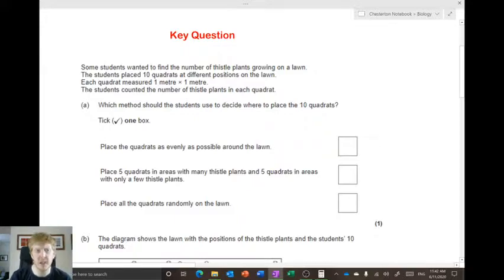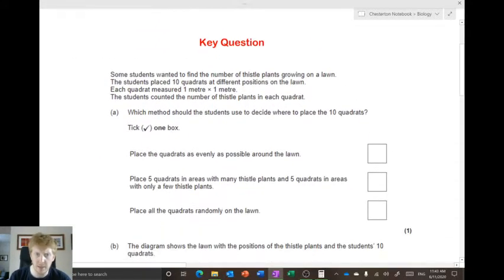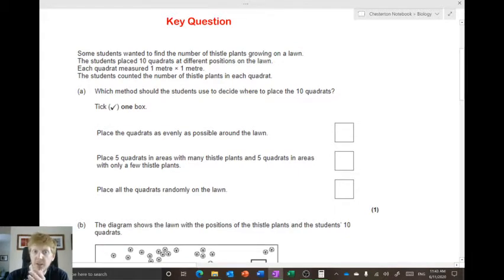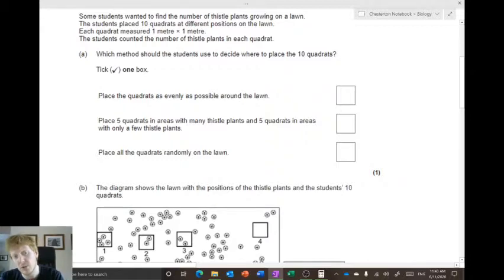All right, guys, so let's start with this key question. So this is about the ecology or fieldwork RPA, all right? So some students wanted to find the number of thistle plants growing on a lawn. The students placed 10 quadrats at different positions on the lawn. Each quadrat was 1 by 1 meter, just like the ones we will have used at school. No, our ones at school would be 50 by 50 usually. The students counted the number, I lied to you, this number of thistle plants in each quadrat. Which method should the students use to decide where to place the 10 quadrats? Should they place the quadrats out as evenly as possible, place 5 quadrats in areas with lots of thistle plants and 5 quadrats in areas with a few thistle plants, or place all the quadrats randomly?